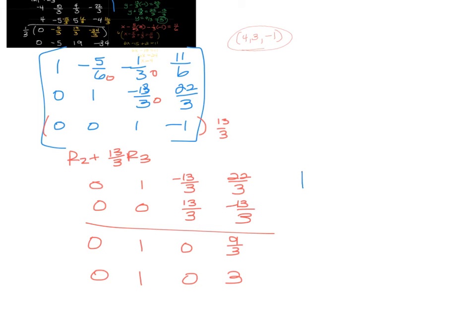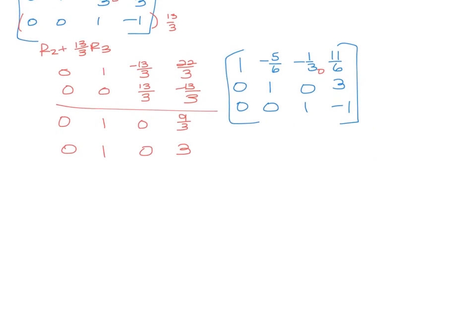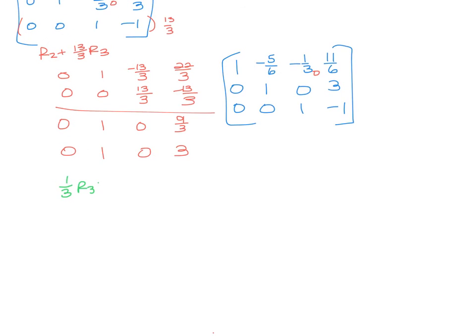So now I've got 1, negative 5/6, negative 1/3, 11/6, 0, 1, 0, 3, and 0, 0, 1, sorry, -1. So now I've got to work my way up. So if I want a 0 here, I would have to multiply the bottom row times 1/3. So 1/3 row 3 plus row 1. And I get 0, 0, 1/3, negative 1/3, 1, negative 5/6, negative 1/3, 11/6.